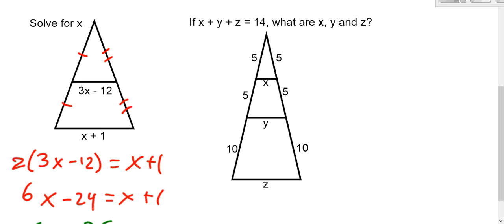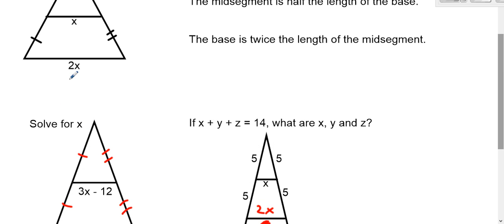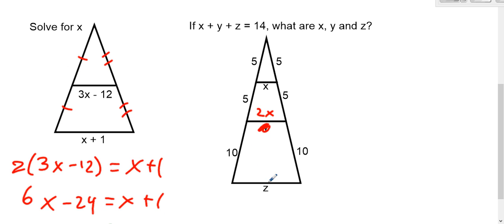So we know that they add to be 14. So if this side, we'll start with the smallest side. If the smallest side is x, then rather than calling this y, we could call this 2x. Just using the mid-segment theorem. And then that means that this bottom piece, rather than calling it z, would be double the mid-segment. The mid-segment is 2x, so if you double that, you get 4x.